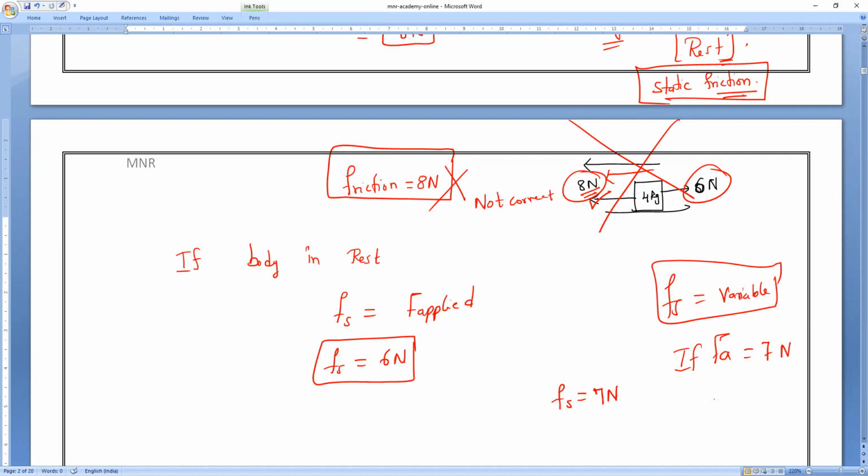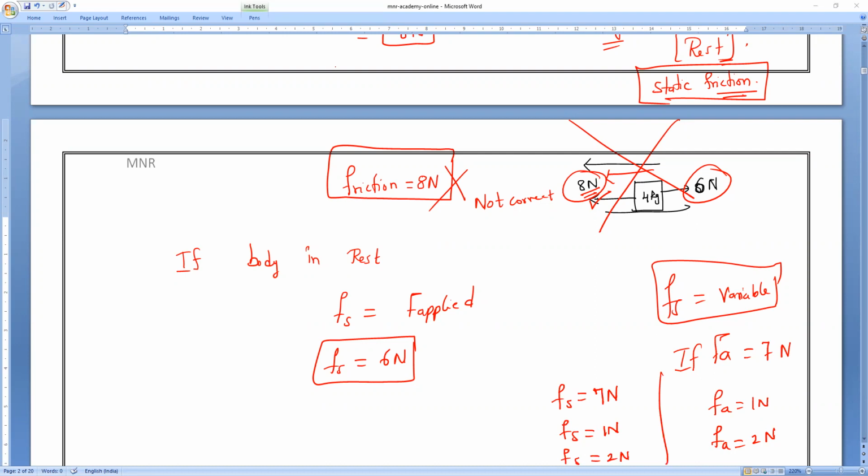Understanding, everybody? If applied force is, for example, 1 newton, then what is the static friction? 1 newton. If applied force is 2 newtons, then what is the static friction? 2 newtons. Understand, all of you? Clear?